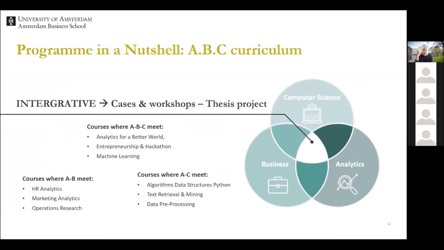And I don't mean to say each course is related to only one pillar. No, we have many courses where more than one element, ABC elements, intersect, overlap, or are given together, right? This we call ABC, AB, or AC courses. For example, we have an Analytics for a Better World course, which is a very good ABC course. In this course, all these elements, computer science, programming, business analytics meet. Same for Entrepreneurship and Hackathon, machine learning. And some other courses where A and B elements meet. Well, like HR analytics, it's HR, but from a very analytical perspective. Marketing analytics, marketing knowledge, but from a very, very analytical perspective, and so forth. And of course, in your thesis work, all these pillars overlap, intersect, and can be used all together.